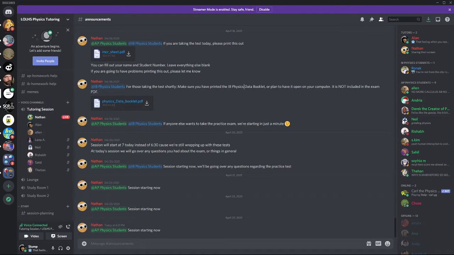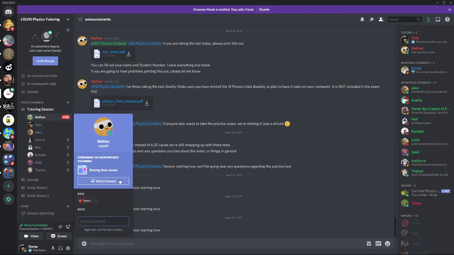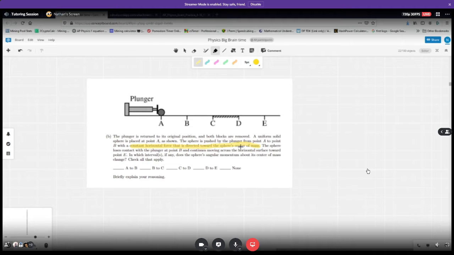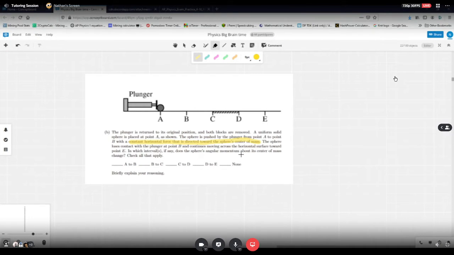Asking when does its rotational velocity change, right? So at the very beginning, it's not rotating. We can all agree on that. And then it says that it is pushed with a constant horizontal force directed towards the sphere's center of mass, right here. So while it's being pushed towards the center of mass, is it going to start rotating, or is it going to stay not rotating? It's going to stay not rotating. Correct. So the sphere's angular momentum doesn't change.